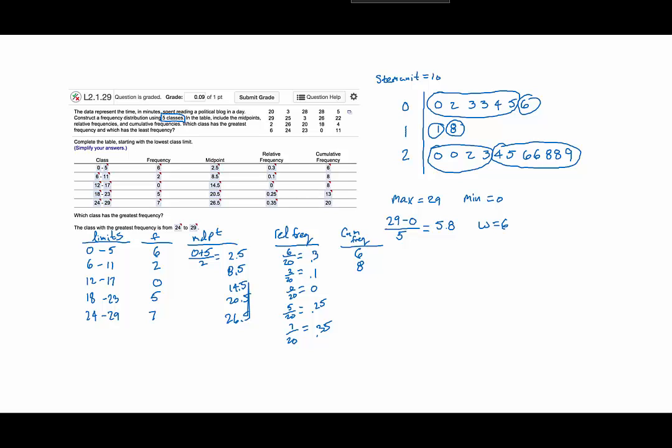Then in the next class, we'd pick up no more, so that cumulative frequency is still 8. In the next class, we pick up 5 more for a total of 13. And in the next class, we pick up 7 more for a total of 20.